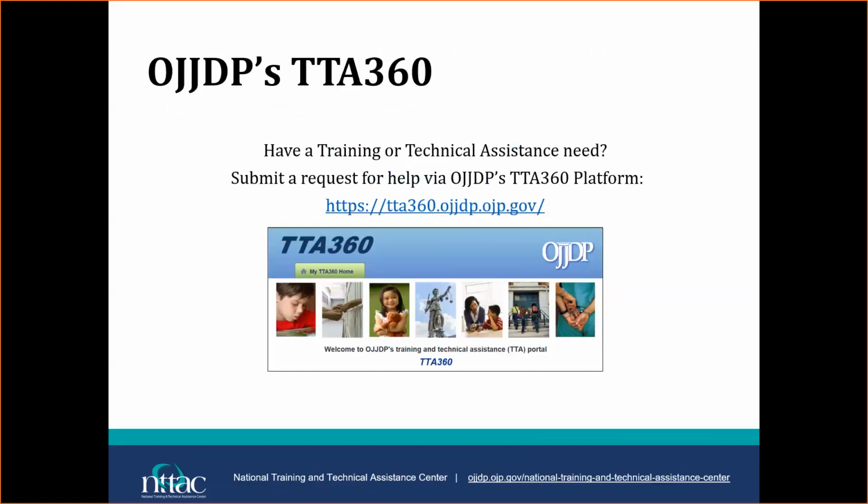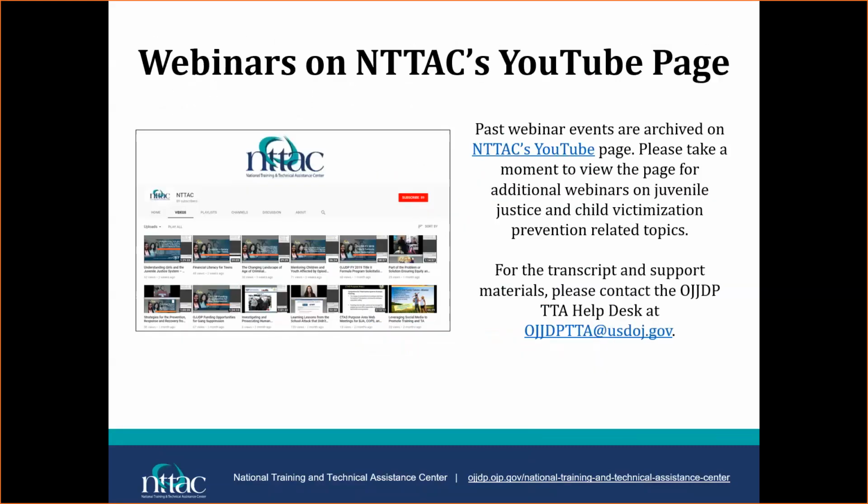Do you have a training or technical assistance need? Well, if so, we encourage you to please submit your request via the OJJDP TTA 360 platform. It can be accessed at this URL. Next slide. Just a reminder that you can access this and many more webinars around juvenile justice and child victimization prevention on our YouTube page, and you can contact the OJJDP TTA Help Desk to receive any supporting materials.